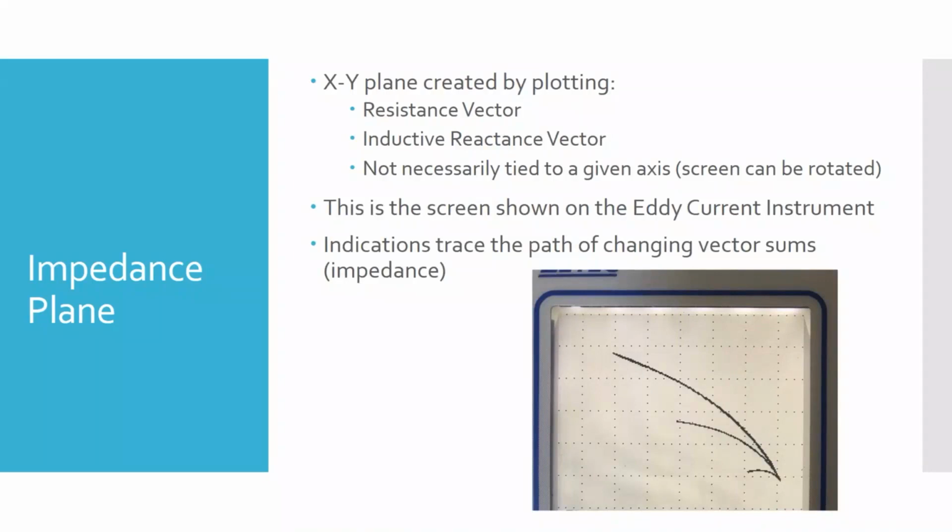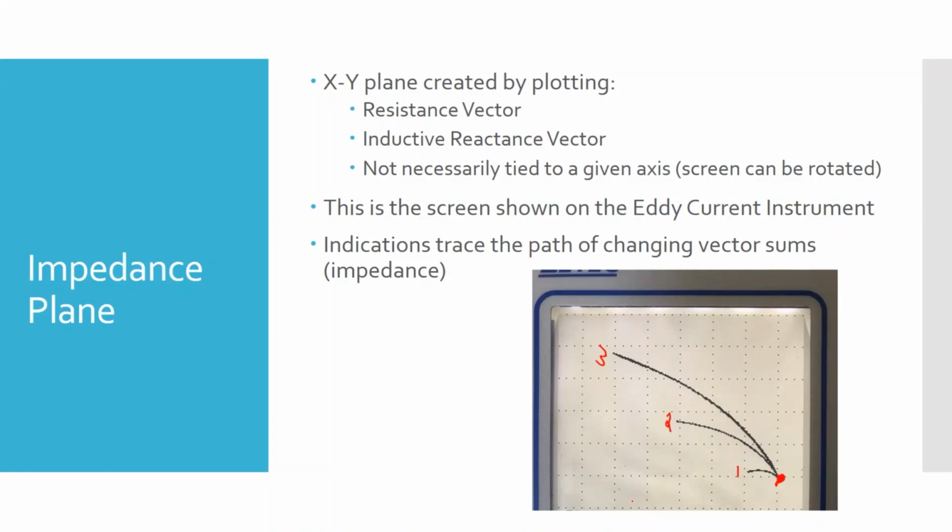So here is the screen from one of our testers. And this is showing the XY plane created by plotting. And this plots lines over time. So these three lines here, in each case, they started at what's called our origin point down here at the right. And we went over three different size cracks. We'll call them 1, 2, and 3.